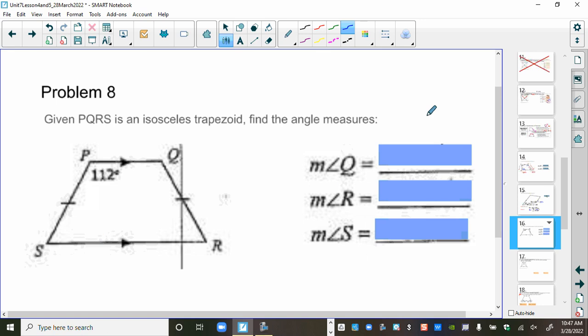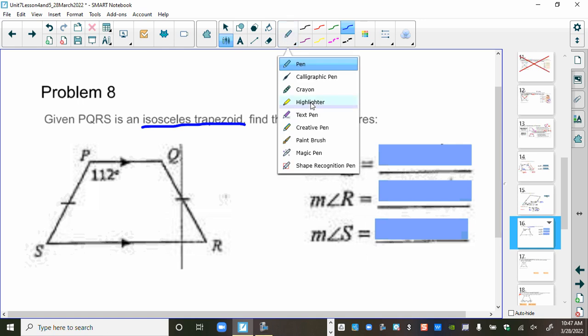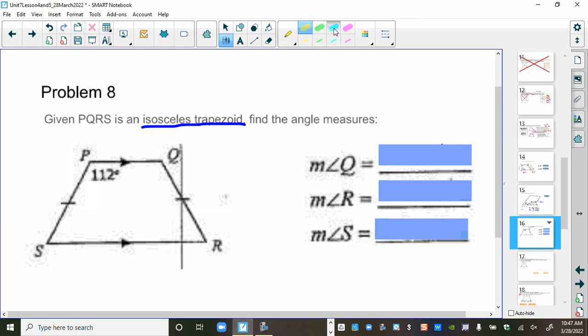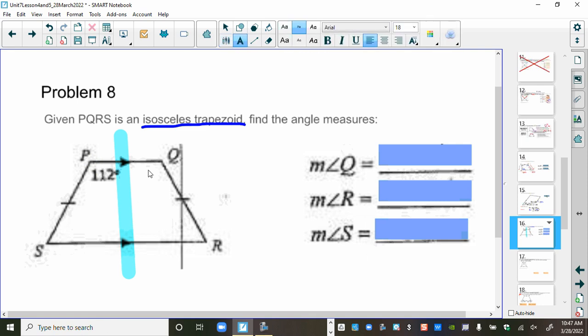Well, since this is an isosceles trapezoid, you can split it right down the middle, like that. Boom, there's your reflection. So therefore, if angle P is 112, then angle Q must also be how many degrees? 112. So put 112 there.